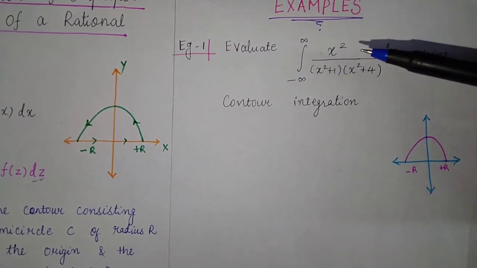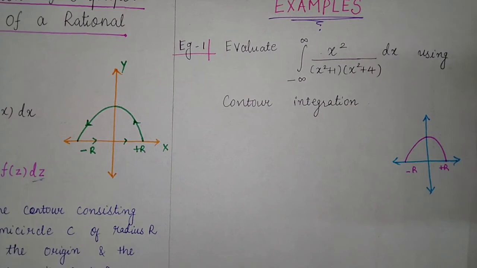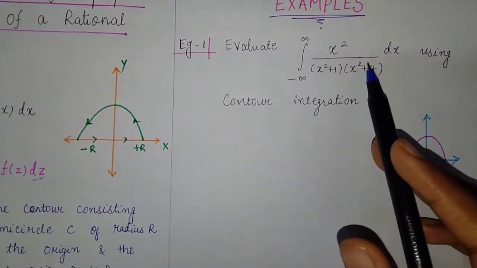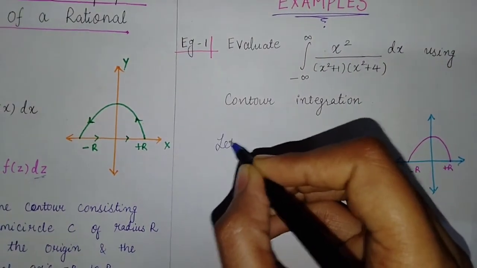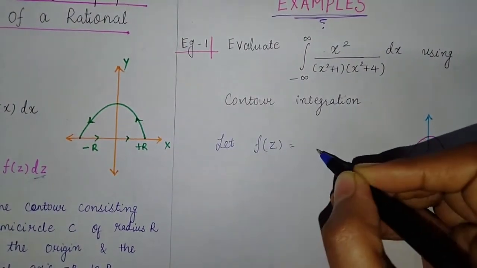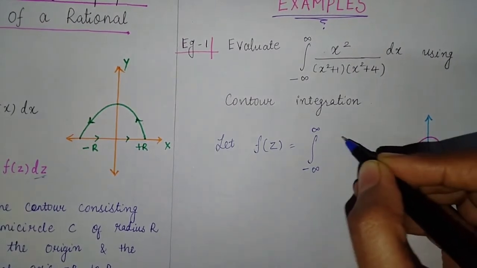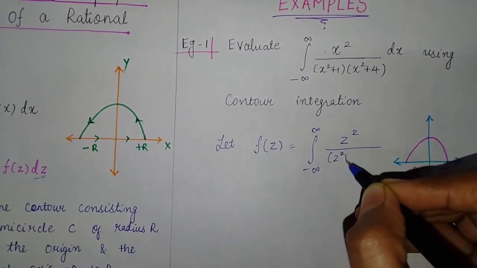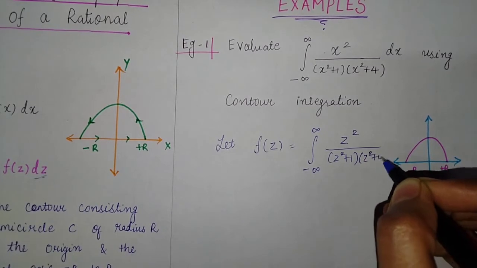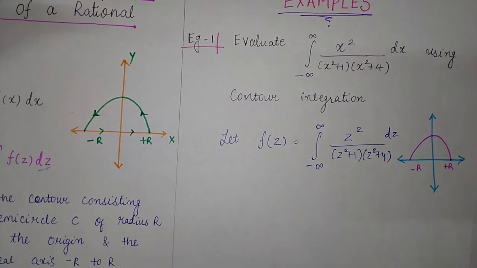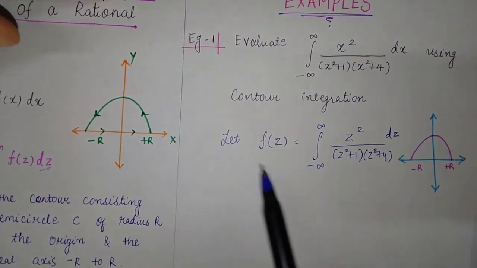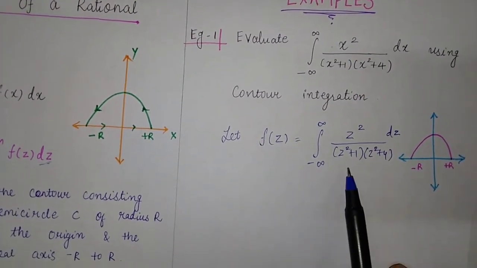Okay, so the first step of the method is you have to convert the question or the given function in the z variables, in the z form. So we will write that let function f of z will be minus infinity to infinity z square by z square plus 1 into z square plus 4 dz. Okay, so જ્યાં x હતું ત્યાં આપણે શું પુટ કરી દીધું? z. So we got the function in the form of z variables.